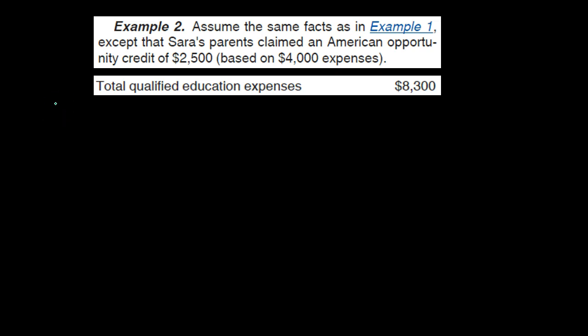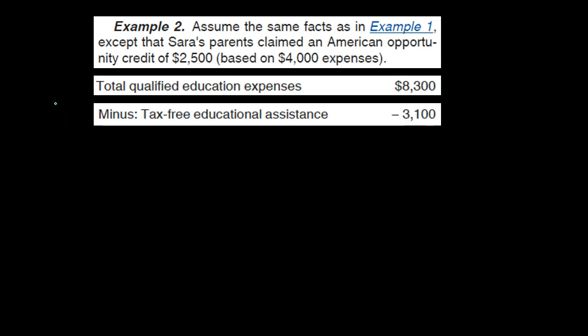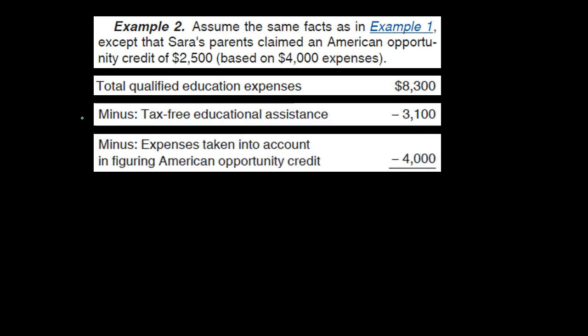So the total qualified education expenses were $8,300 minus the tax-free educational assistance. This was like a scholarship or something like that we had to take out. And that gives us the expenses. The reason that has to be taken out is because the money we got was tax-free. Since it was tax-free and we used it to pay the expenses, we already got a benefit from it. So we have to take that out of the qualified education expenses. That gives us the expenses taken into account in figuring the American Opportunity Credit.